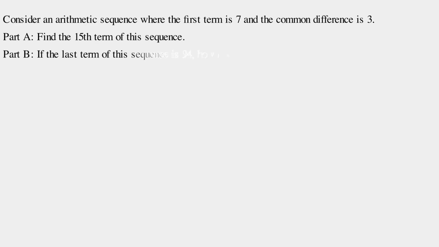Now it's time to take some examples on arithmetic sequence. So, consider an arithmetic sequence where the first term is 7 and the common difference is 3. For part A, we're going to try to find the 15th term of the sequence. Then after that, if the last term is given to us as 94, we need to find out the position of that term within the sequence.